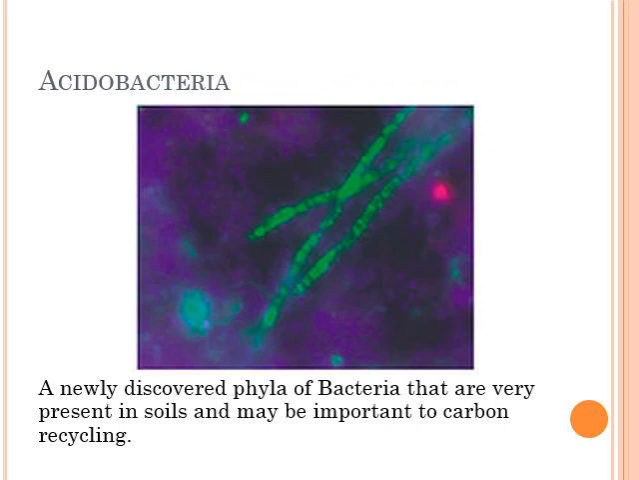Acidobacteria. These are fairly newly discovered. Like, we found a whole new group of bacteria. And they're present in soils, and they're very likely important for recycling carbon. So carbon is going to be released to the atmosphere as carbon dioxide or fixed as sugar or some type of carbohydrate. So these bacteria are important for converting the carbohydrate back into CO2.